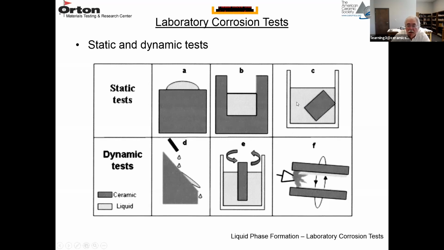There's no movement of slag over the refractory, and the slag composition is going to be altered as the refractory dissolves in it. It's going to become more viscous and less reactive.